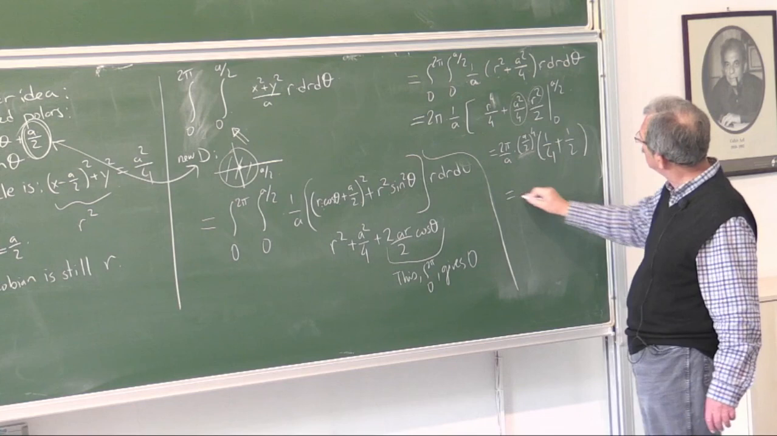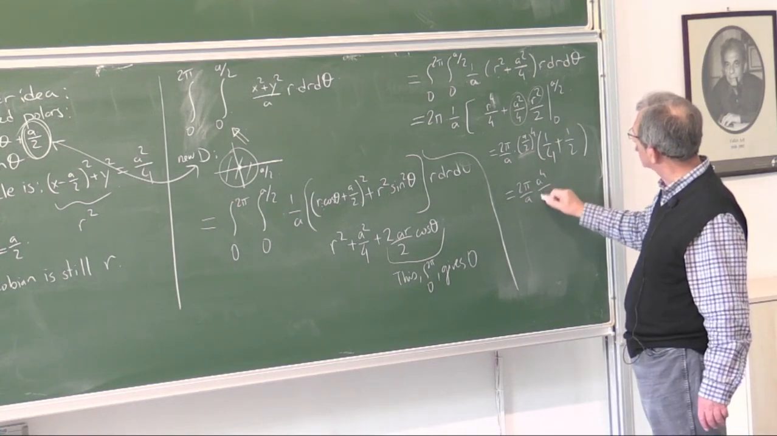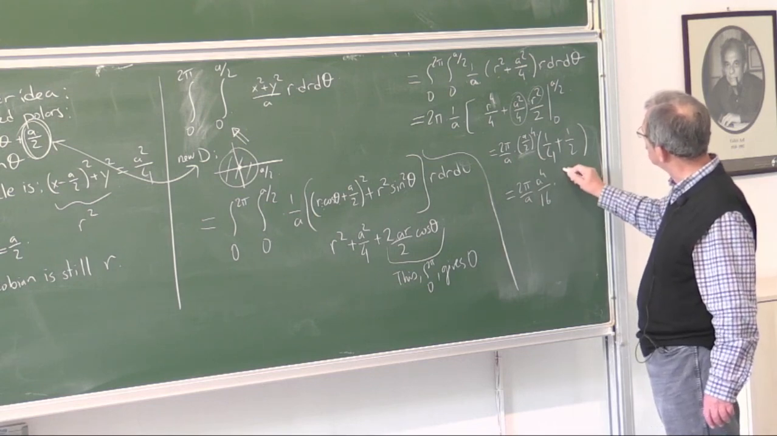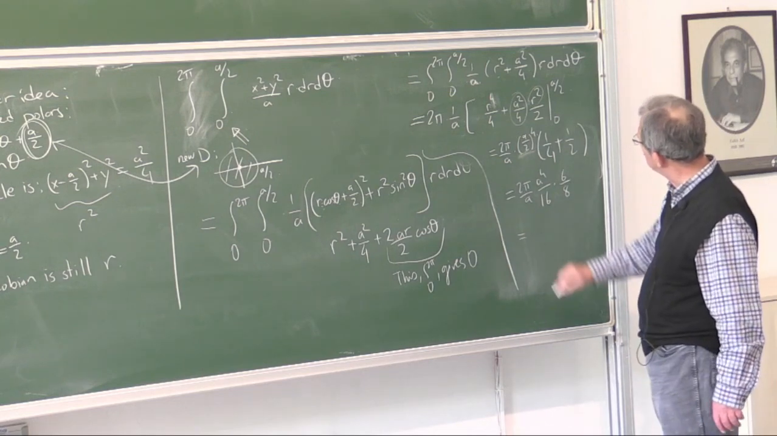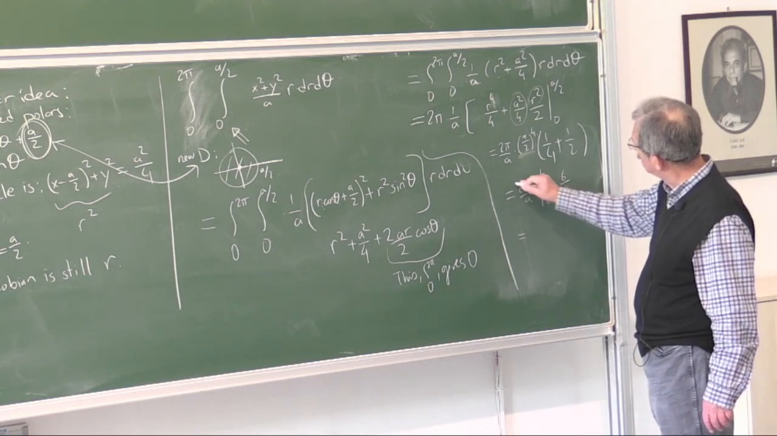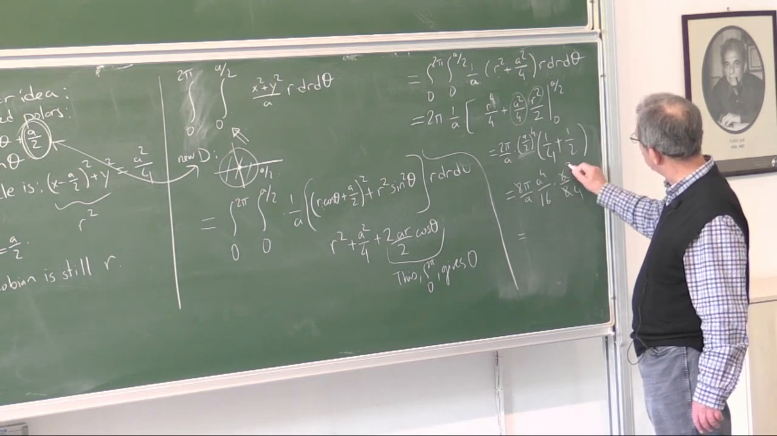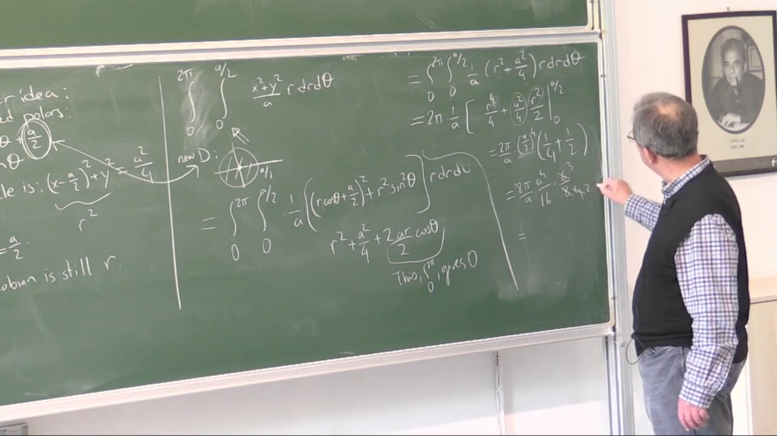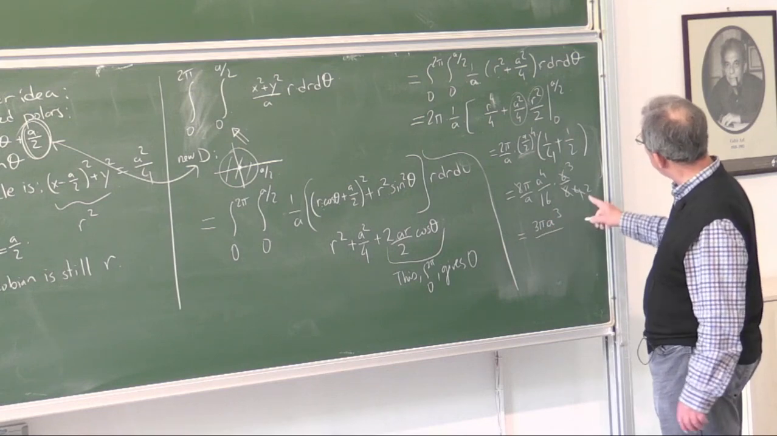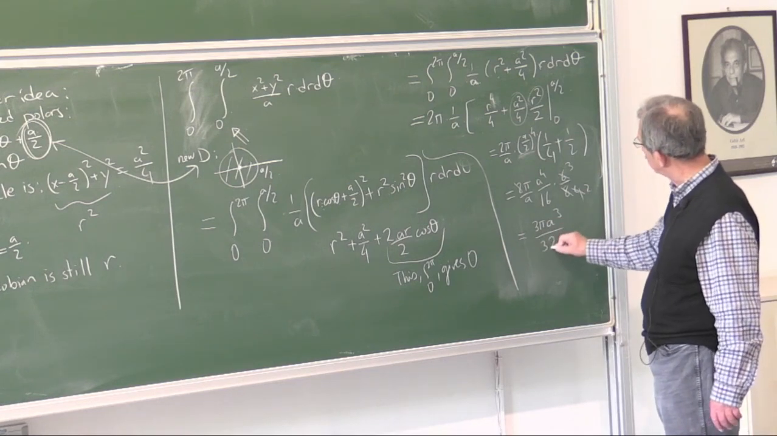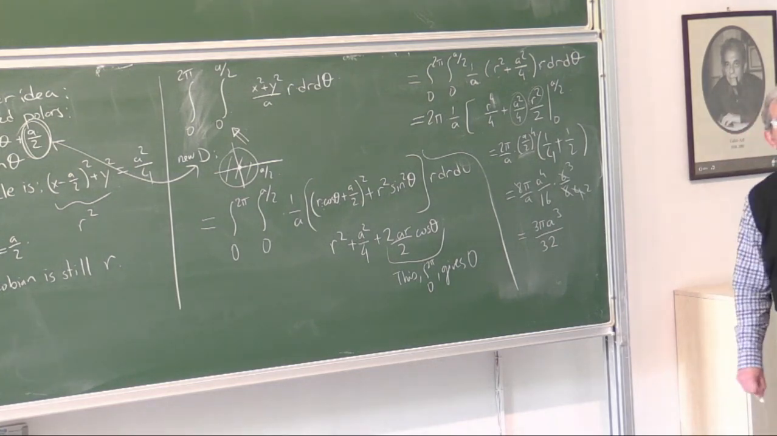So it becomes 2 pi over a times a to the 4th over 16 times 6 over 8. Okay. Simplification tells us what? We have 4 here. We have, say, 3 here. So it is 3 pi a cubed divided by 32. Okay. So this was the volume.